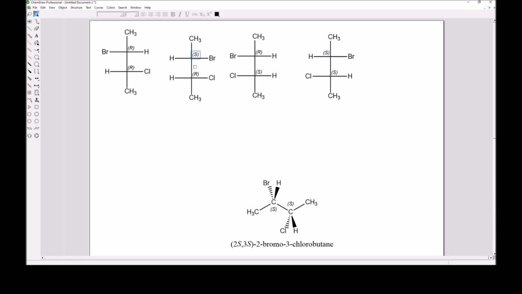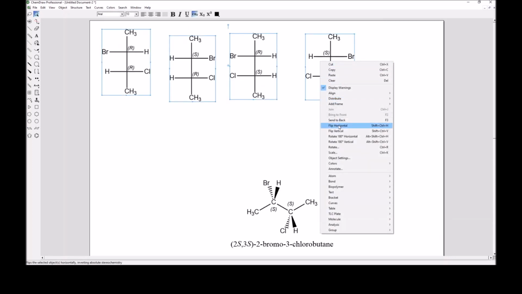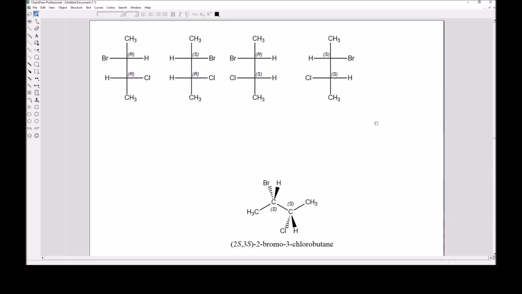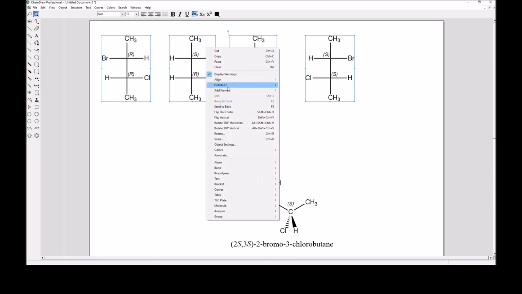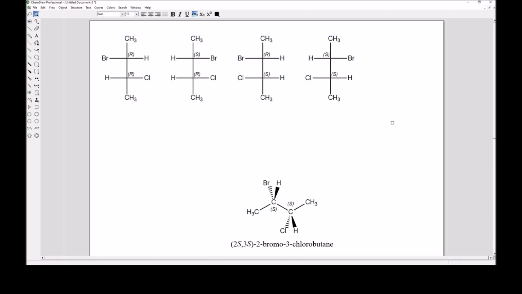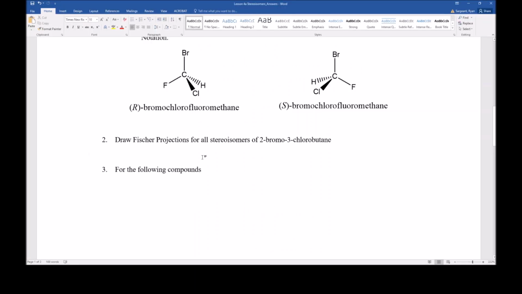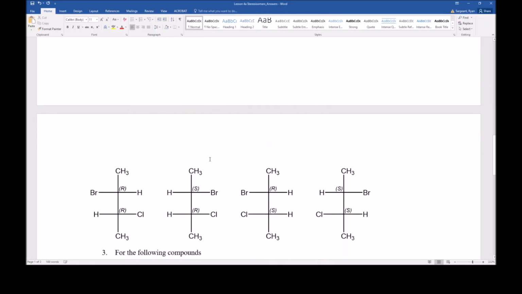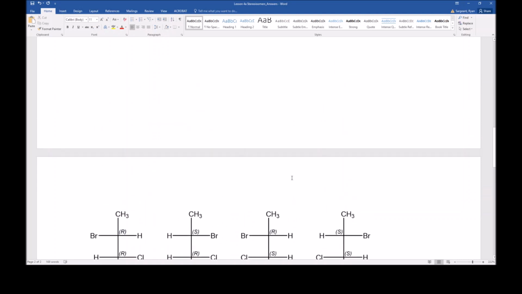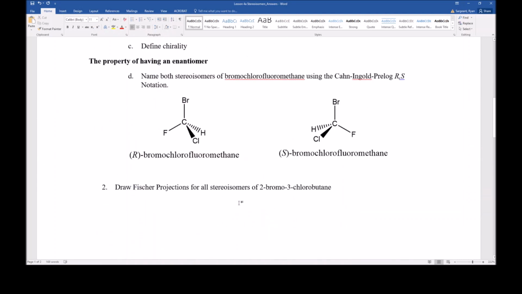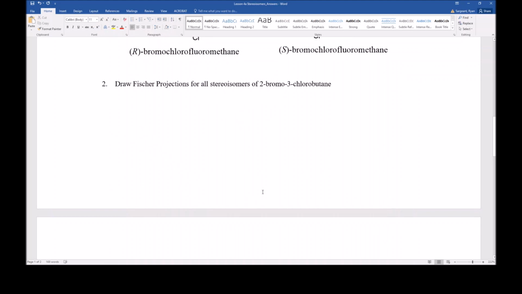So I have RR, SR, RS, SS. Those are all four of the stereoisomers for this molecule. Bottom, and that makes them a little lined up better. That looks prettier. You can also distribute them horizontally. This kind of spaces them out nicely. Not that anybody really should care, but I do. So there we go. The Fischer projections for all four stereoisomers of 2-bromo-3-chlorobutane.